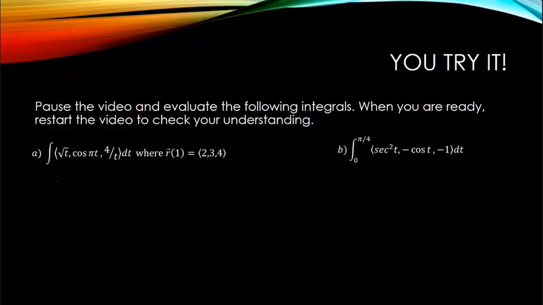The first integral is an indefinite integral for the vector specified by the components square root of t, cosine of pi t, and 4 over t dt, where I'm given the vector r of 1 is equal to the components 2, 3, 4. The second integral is the integral from 0 to pi over 4 of the vector secant squared of t, negative cosine t, negative 1 dt.